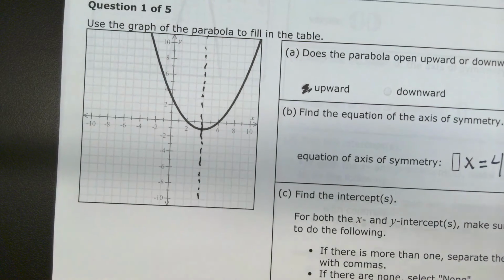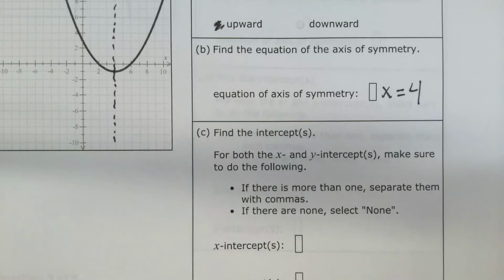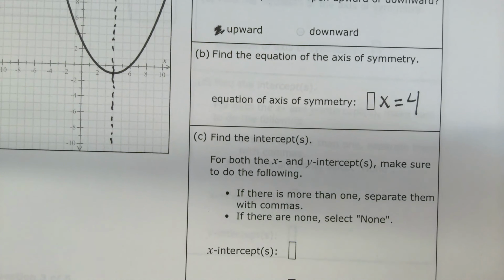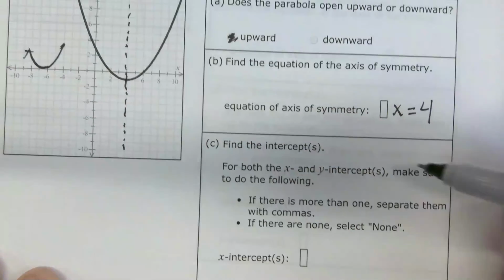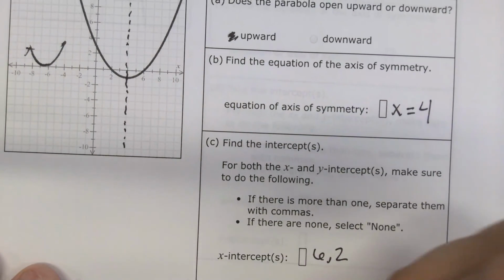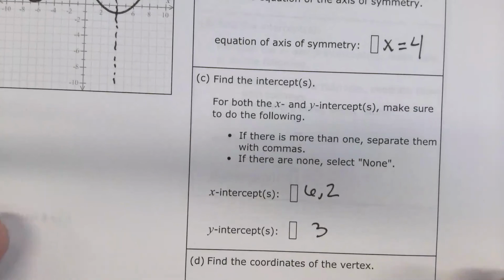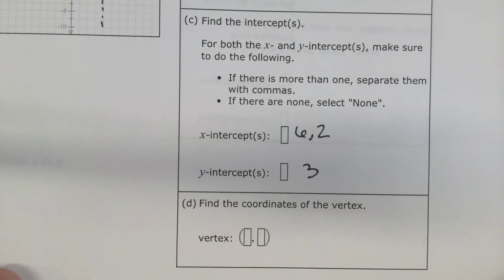Then it's going to have you go over the x and y intercepts. Most of these will have 2 x-intercepts, but sometimes they have 0, sometimes they only have 1. This varies based upon the problem. If it touches it like that, okay? So x-intercepts would be 6 and 2. The y-intercept would be 3, and I know you can't really see that very well, but I can.